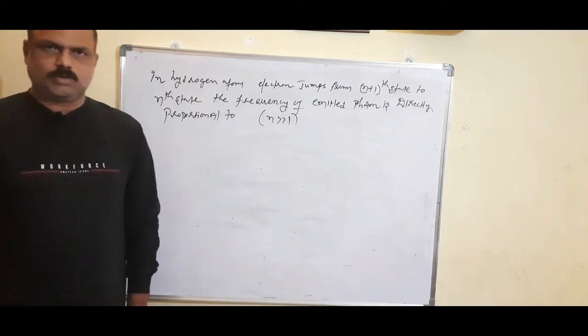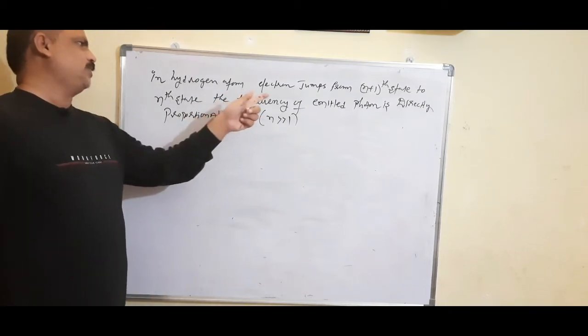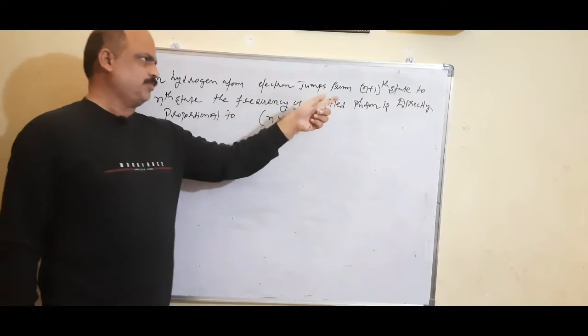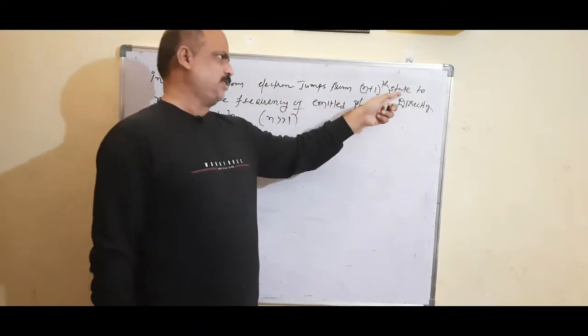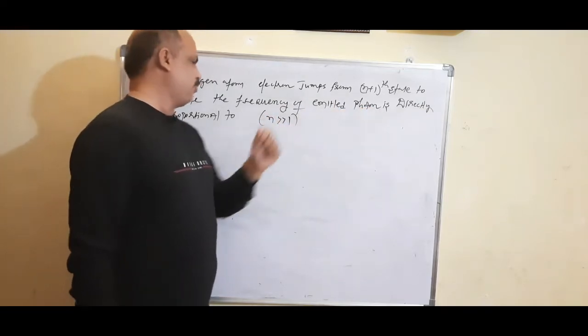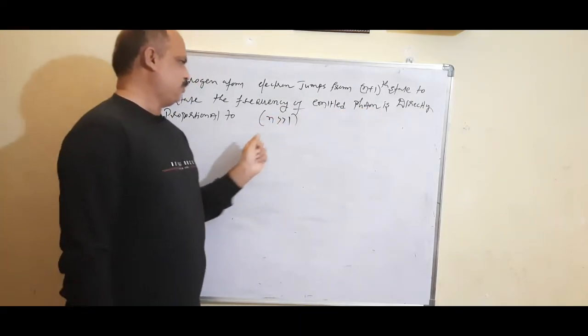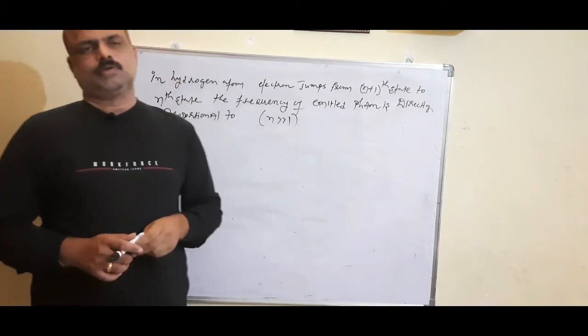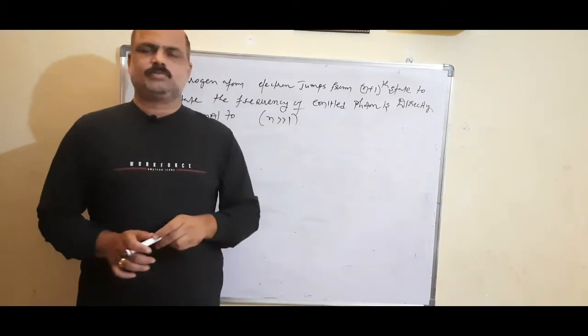Okay, let us solve the next question. In a hydrogen atom, an electron jumps from the n plus 1 state to the nth state. The frequency of the emitted photon is directly proportional to which of the following options? Here n is greater than 1.